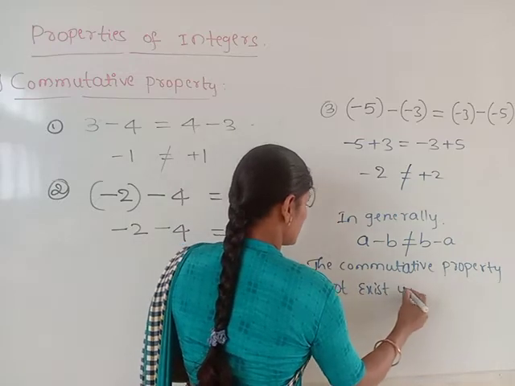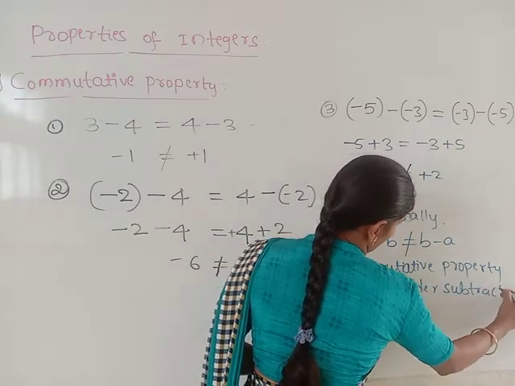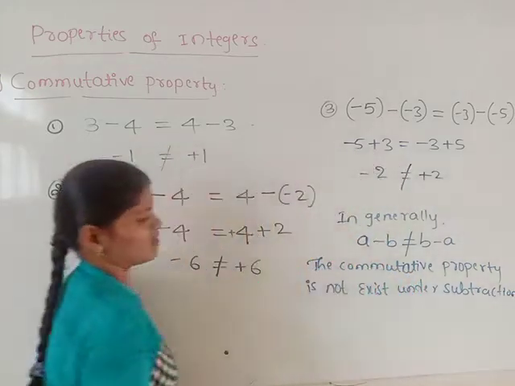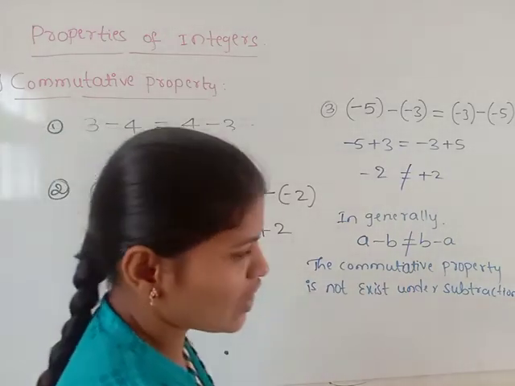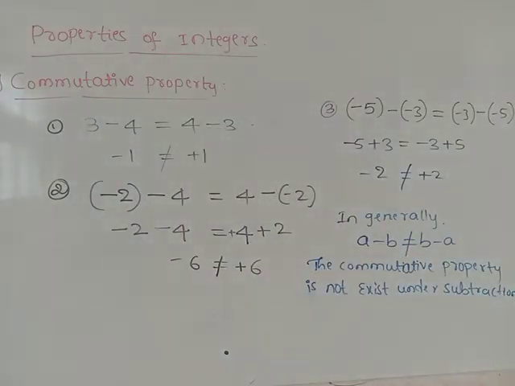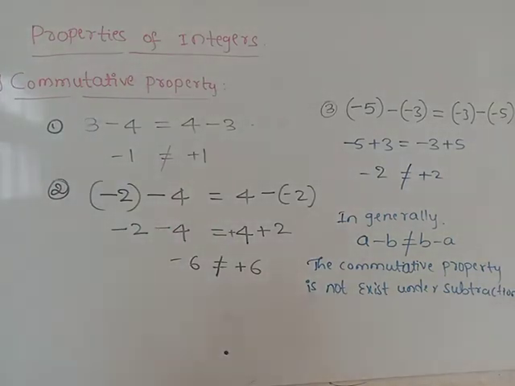It does not exist under subtraction for the set of integers. Now we have to check the commutative property for the set of integers. Under which operation do we have to check it? Multiplication. Multiplication is the easiest operation for you in the integers.